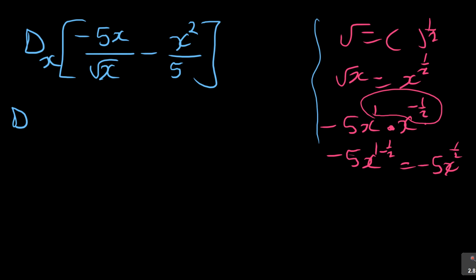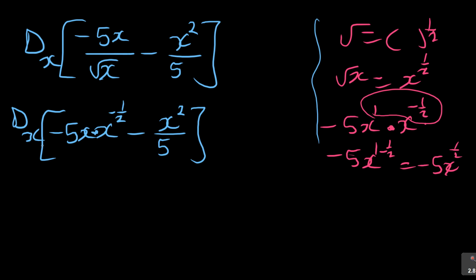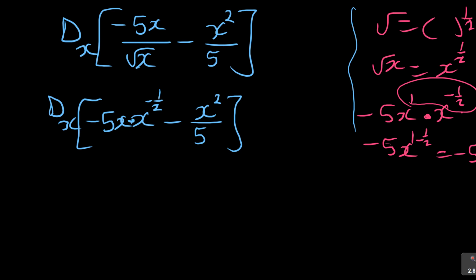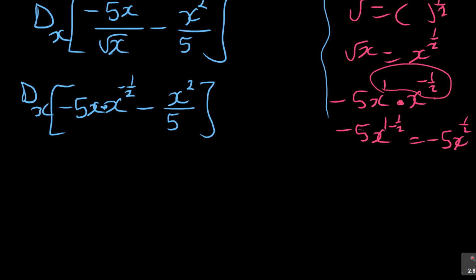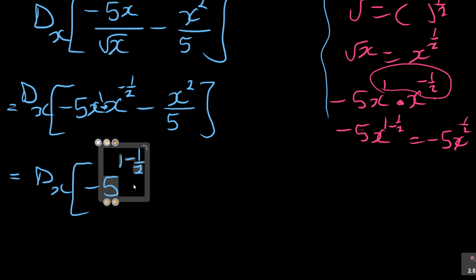So you're going to say d/dx of this: minus 5x, just for the sake of your working, say times x to the power negative 1 over 2, minus x squared over 5. Then you do this. Then from there, you continue. Okay, let me show that it's still fine like that. Then you continue, equal to d/dx. So now we have your 1, which is negative 5. Now 1 minus 1 over 2. Okay, what am I doing now? This was the x part.